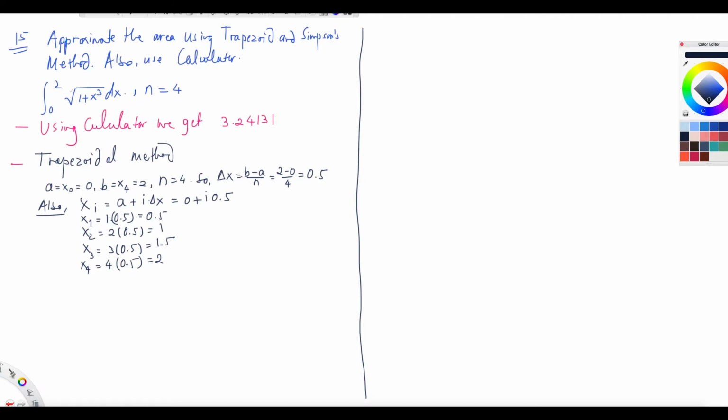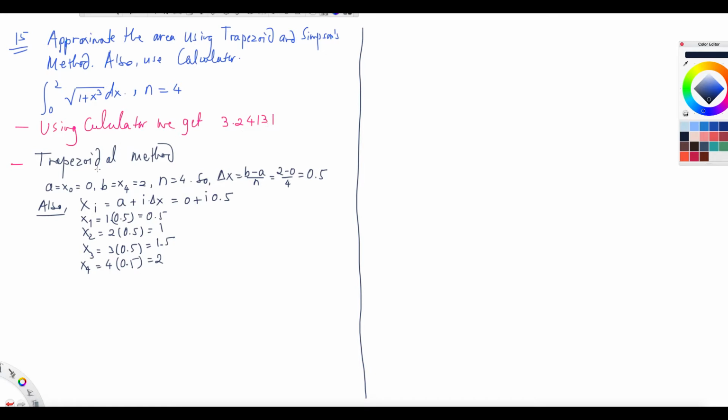So if you don't use the integration technique, if you use the regular method or the formula that we learned, it is a very complicated problem. It is hard to find the integral here, okay? But if you use the numerical method or a calculator, let's do it first using the calculator. I got 3.24131. That's what I got when I used the calculator.